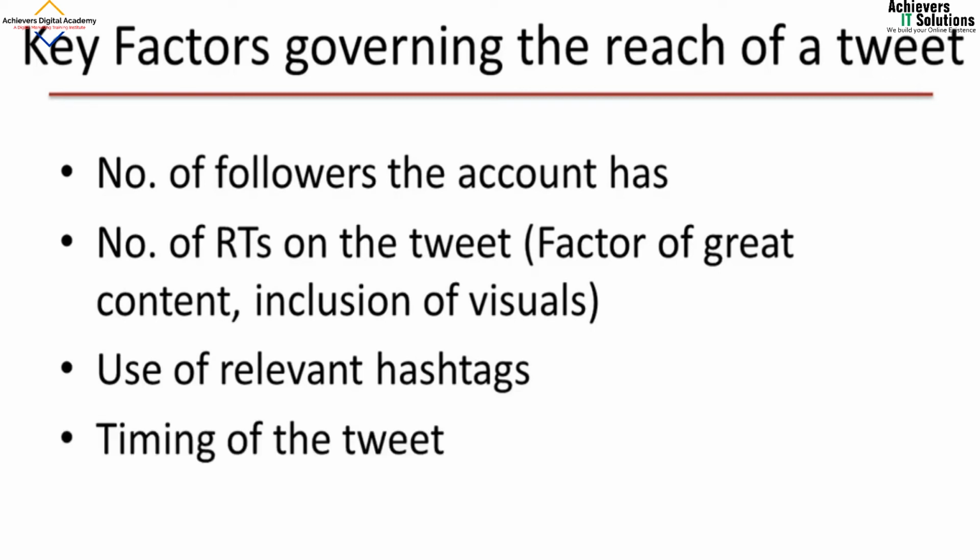Next is timing of the tweet. This is again quite important because, as we saw, Twitter's feed is only partly algorithmic, and since there is so much noise on Twitter and so much content being posted, when you post a tweet at a certain time of the day, you will only reach a certain proportion of your followers. You will not reach all of them because they might not have logged in at that point. So finding the best time to tweet, the time when most of your Twitter followers are active, helps you get additional reach as well.